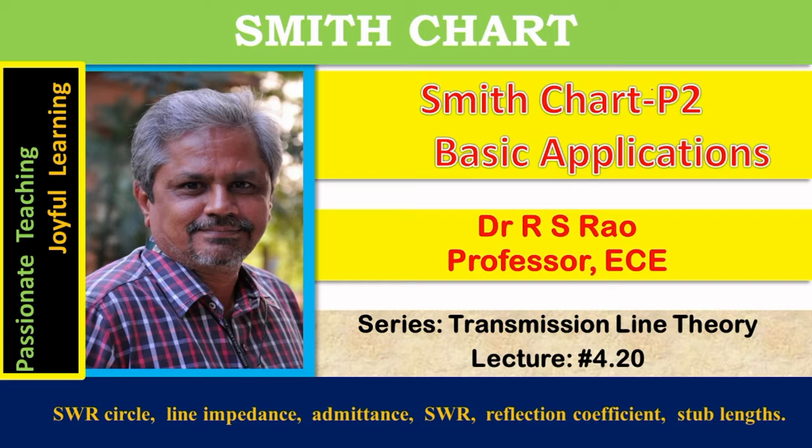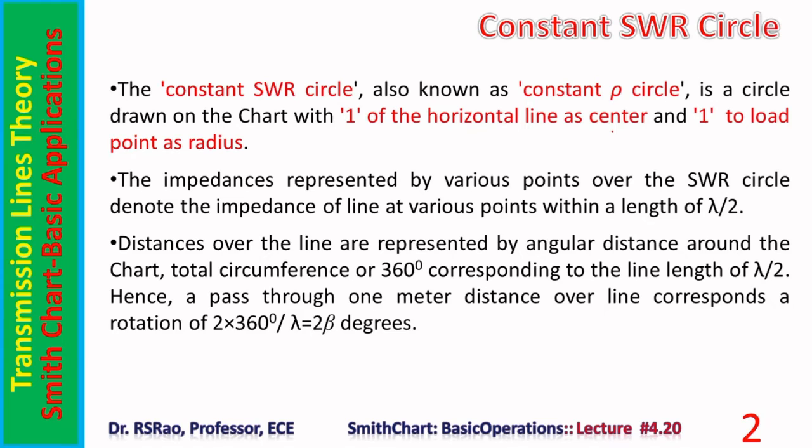In the present session, our focus is how Smith chart is used in solving various transmission line problems. In almost all uses of Smith chart, the starting point is drawing a circle. This circle is called constant SWR circle. Another name is constant rho circle. What is this circle? It is a circle drawn on the chart with one of the horizontal line as a center and one to the load point as radius.